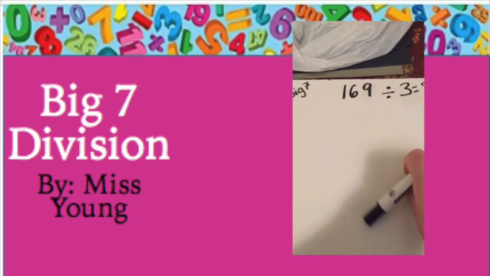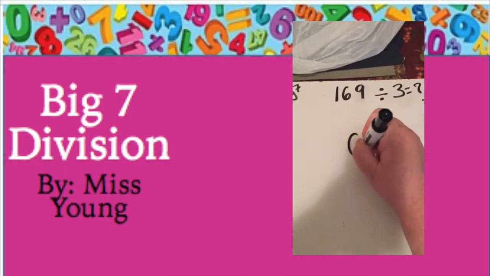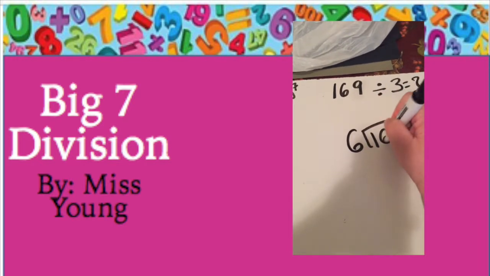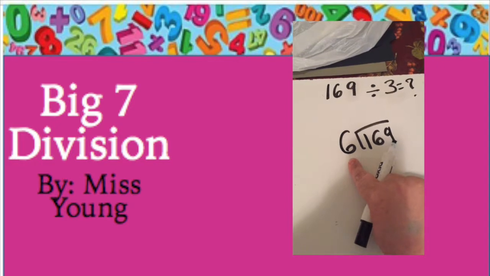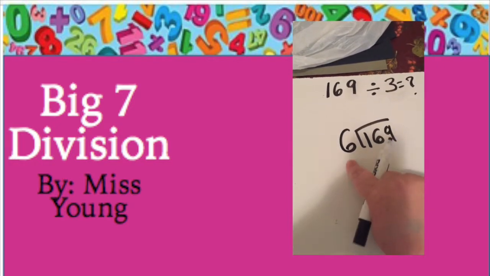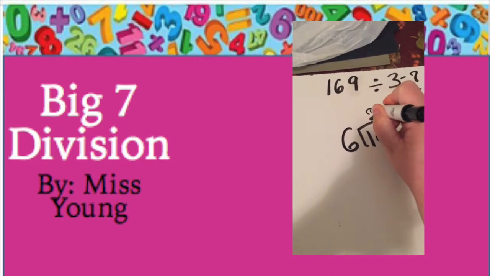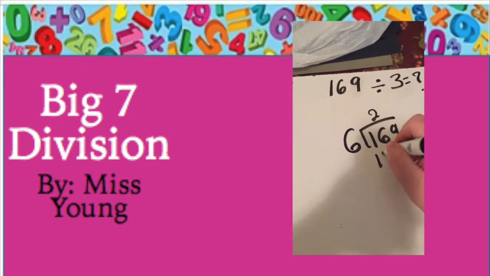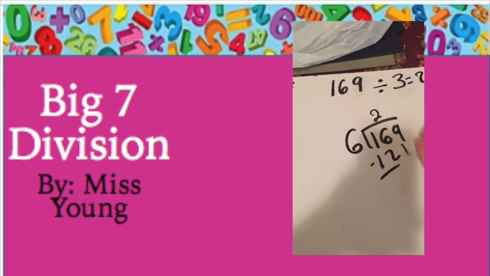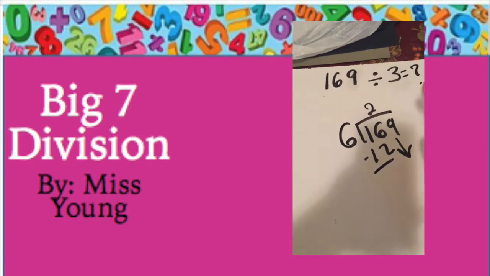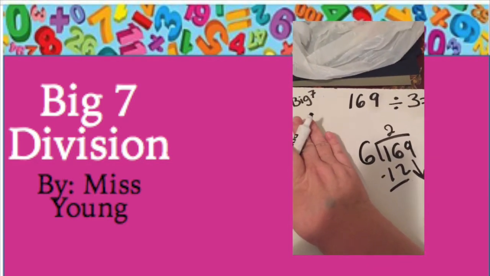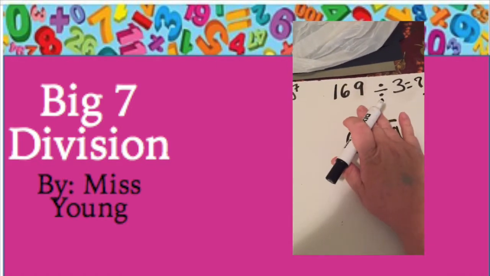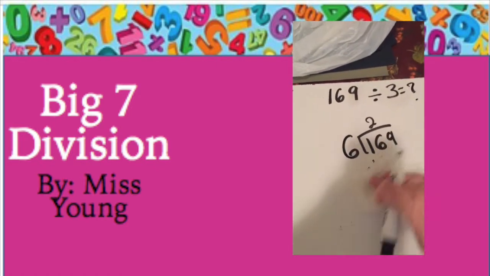You will not see me use the traditional division where we write it like this and we say 1 divided by 6, can't do it. 16 divided by 6 is 2. 2 times 6 is 12, and then we subtract and we bring down. That's not what we're going to be doing. We're going to be using place value strategies like Big 7 and really understanding what division means.